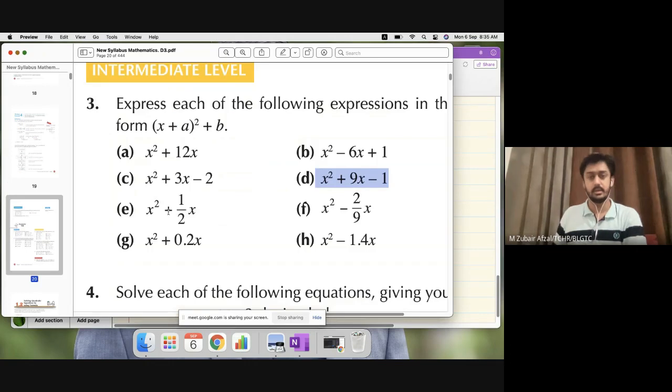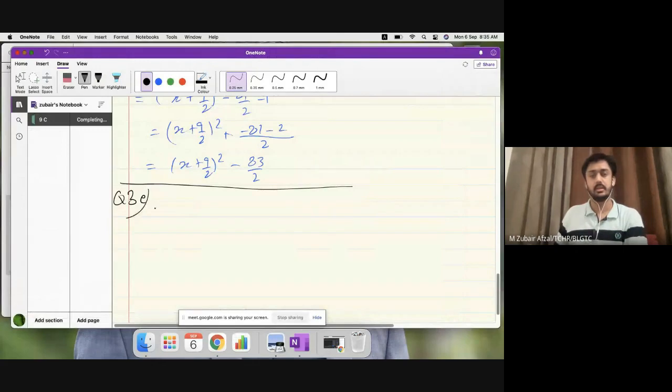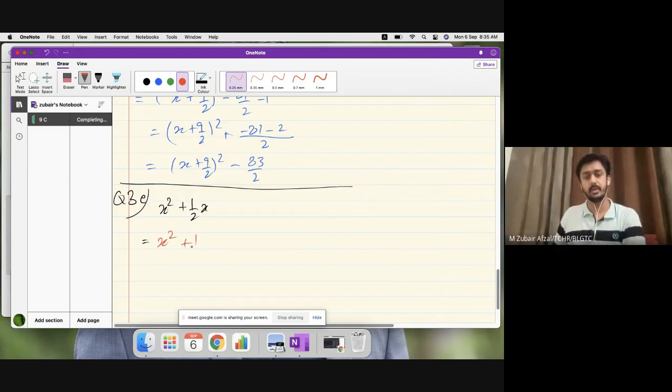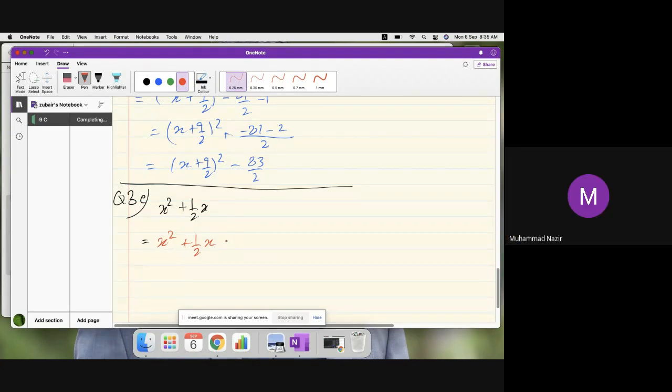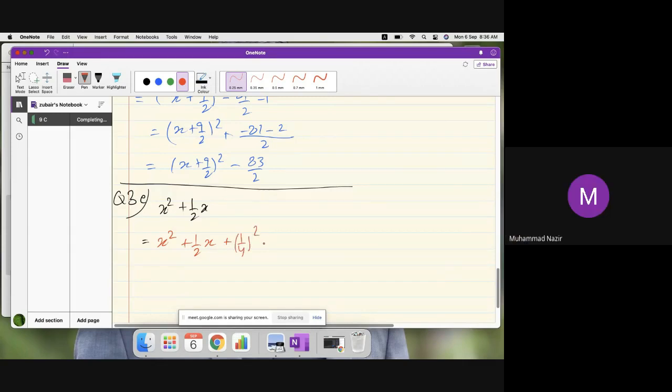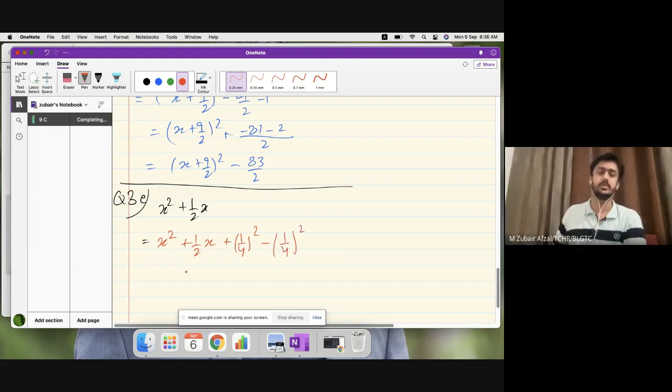3e. E part is x square plus half of x. I'll write it after you speak. So what do I write? Just dictate to me. Sir, x square plus 1/2 x plus... a little slow, a little slow. x square plus 1 by 2, then plus (1/4) whole square, 1 by 4 whole square, minus (1/4) whole square, 1 by 4 whole square.